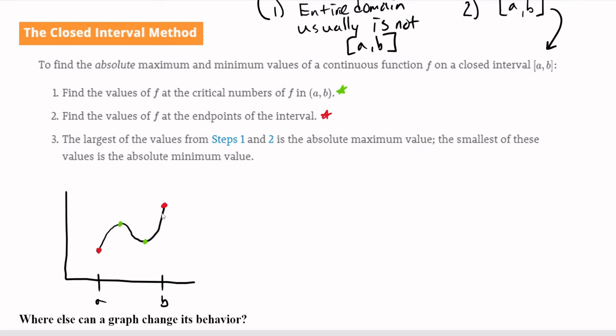Okay, so then what's the absolute maximum going to be? Well, it's going to be the biggest number on your list, which happens to be this one. This would be the absolute max. And what's the absolute min going to be? Well, it's going to be this one, because this is the smallest y value. Again, y value is what we care about. This is going to be the absolute min.